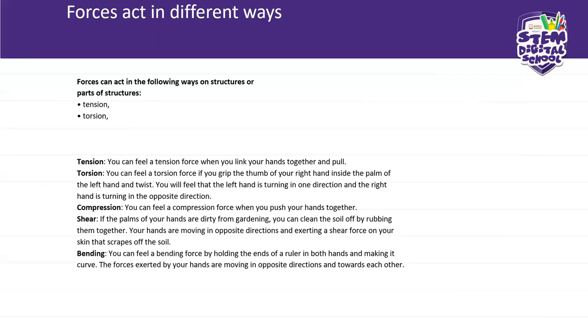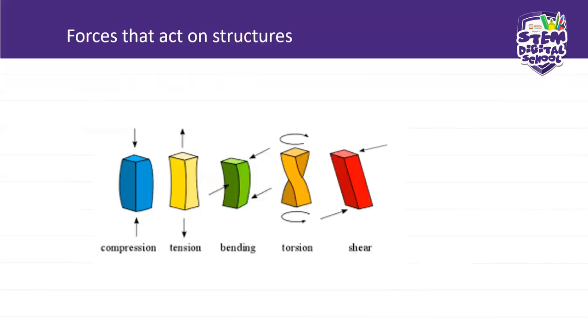Now these are the forces: tension, torsion, compression, shearing, and bending. Please remember those forces that act on structures. Use this illustration, it will help you remember. This is compression, this is tension, bending, twisting is torsion, shearing. Remember, your two hands rubbing against each other, that friction is what will give you what? Shearing. Okay? I hope we are together.